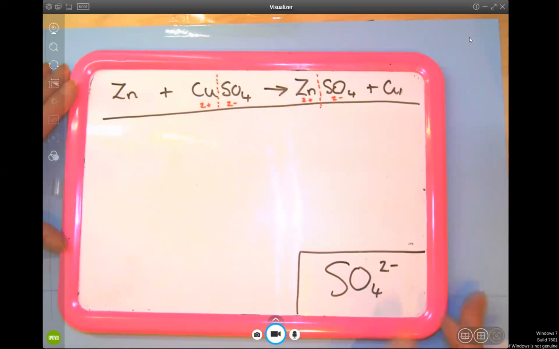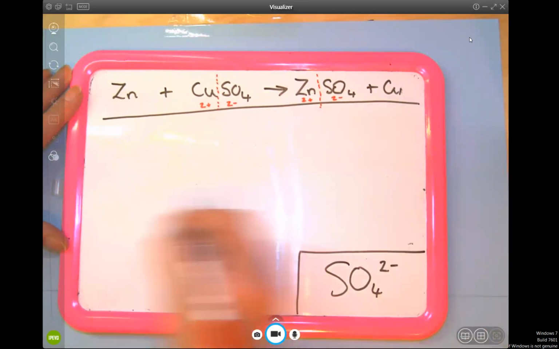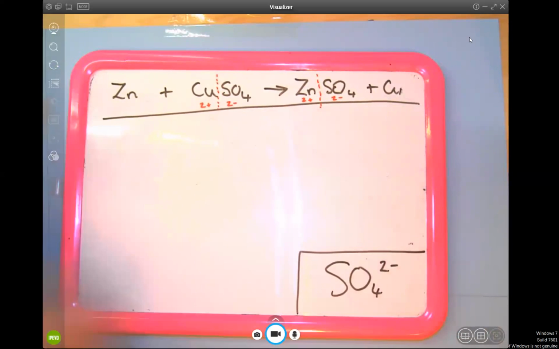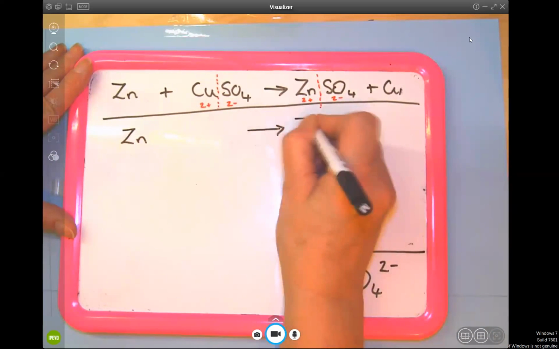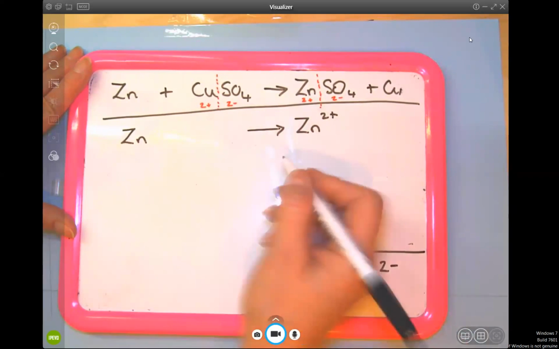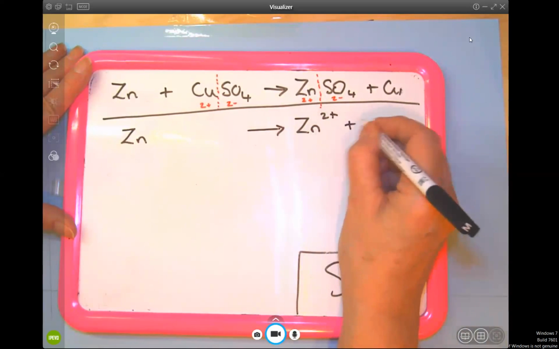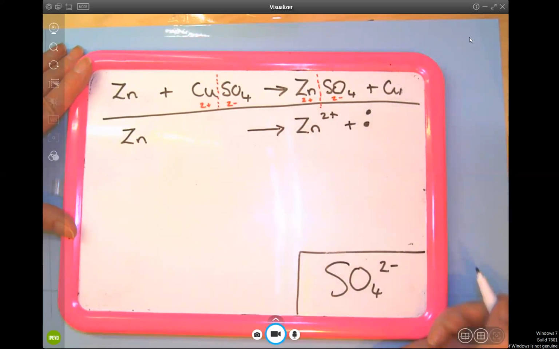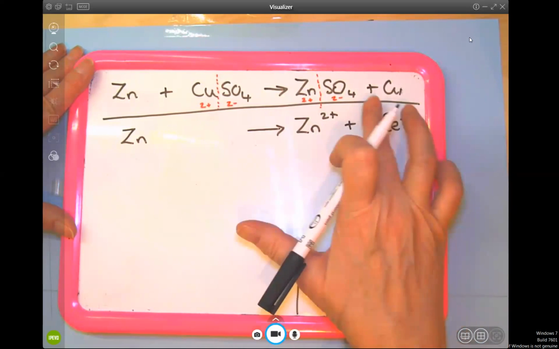Now we want to see how the zinc changes in this equation, and then how the copper changes in this equation. This is why they're called half equations, because we're only looking at half the reaction. So we can see that the zinc goes from an atom to a zinc 2+ ion. How does it do that? It must lose electrons. The electrons come off the zinc, and there are the 2 electrons that come off.